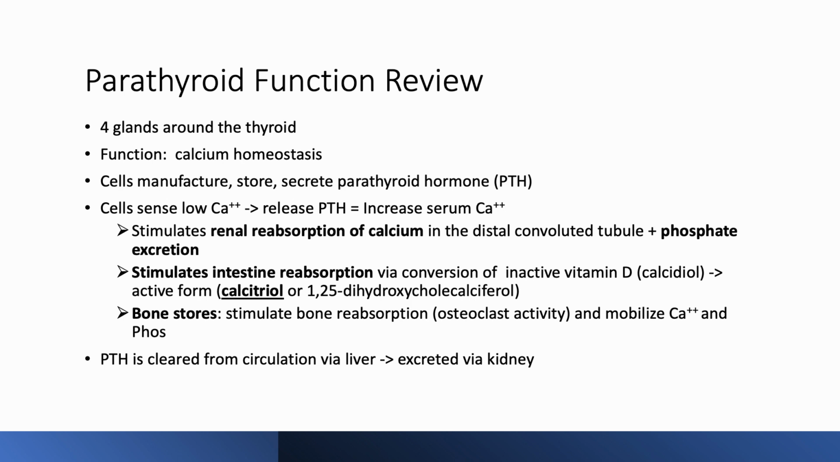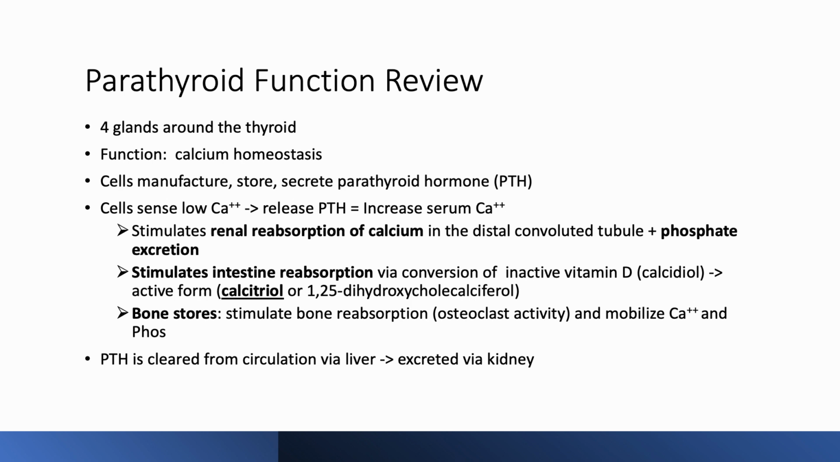Now, there are generally 4 glands around the thyroid, behind the thyroid. They can vary from person to person. Some people may have more, some may have less, and they're not perfectly placed, okay? Basically, the cells can manufacture, store, and secrete parathyroid hormone.